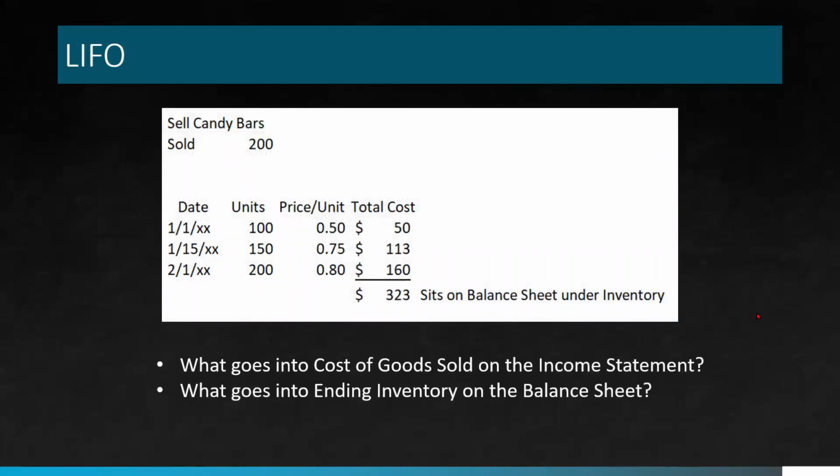With LIFO, it's the complete opposite. So with LIFO, I take the last purchase and I sell that first. So the purchase that I made in February, that was the last purchase I made, is going to be the first to move out of my inventory. If I sold 200 candy bars, I purchased 200 candy bars on the February 1st purchase at 80 cents for $160. So what's going to happen to the cost of goods sold on the income statement, and what will be my ending inventory on the balance sheet?